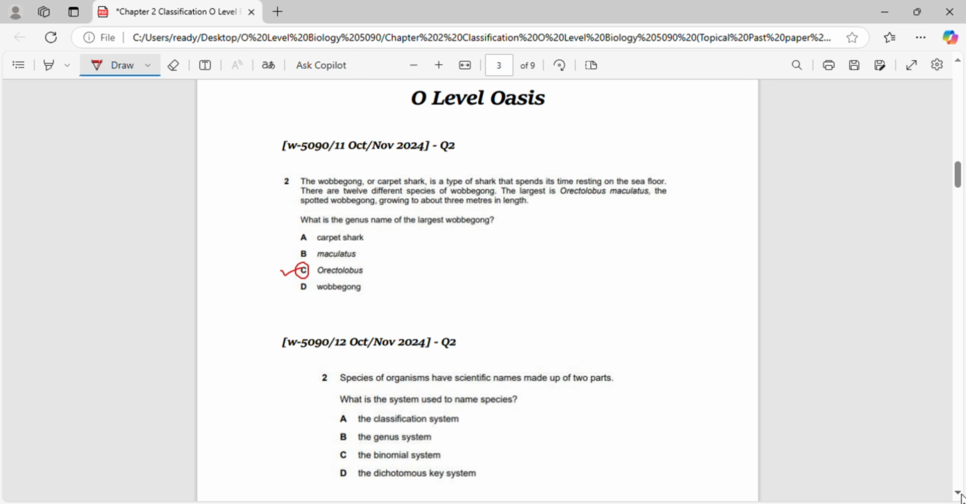Let's move on to the next question, which explains that species of organisms are given scientific names consisting of 2 parts, and it asks, what is the system used to name species? And the correct answer is C, the binomial system, which is the scientific method used to name species, consisting of 2 parts, the genus name and the species name.